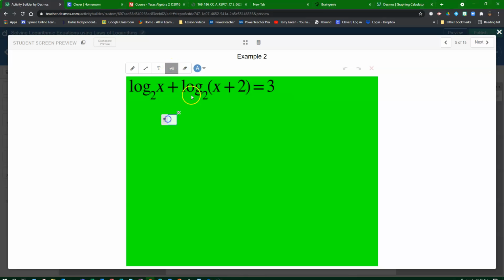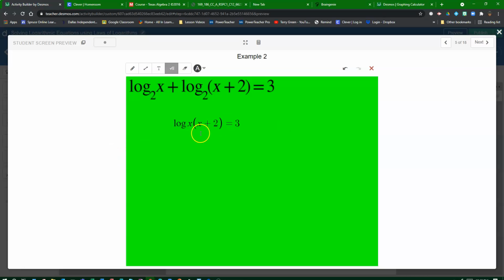So what am I saying here? I'm going to write this as the log base 2 of x. Notice that I'm going to multiply the arguments here. So I'll get the log base 2 of x times x plus 2. That's a way in which I can rewrite the left side.